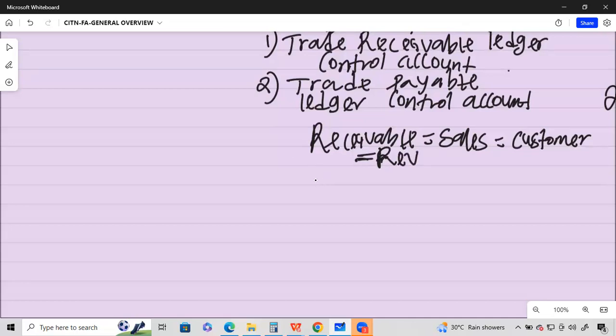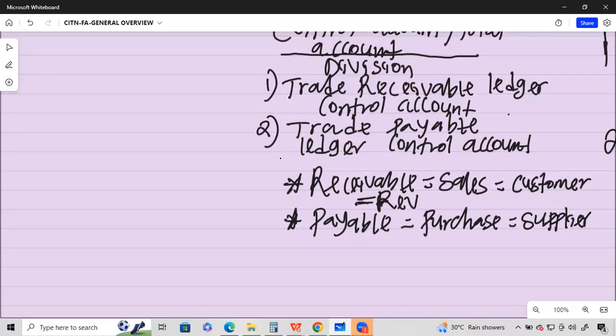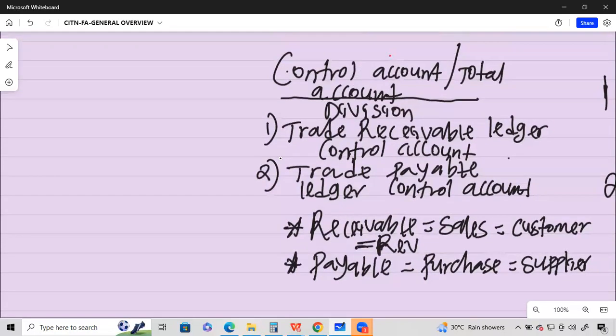Then the payable ledger can also be called purchases, and we can also call it suppliers. Those are just the names for the divisions of control account. It's a format driven part, so once you understand the format, we are good to go.